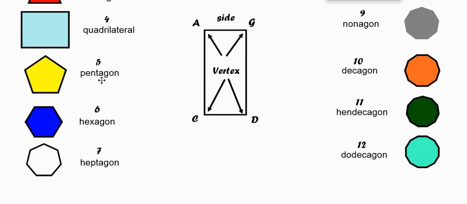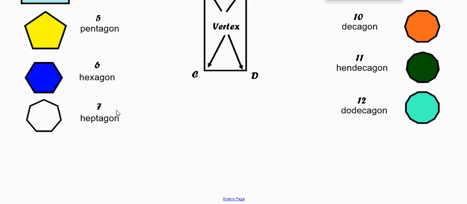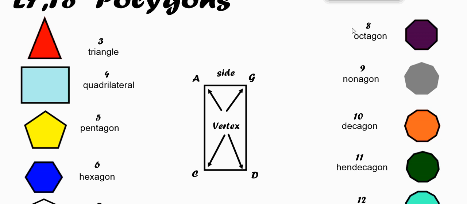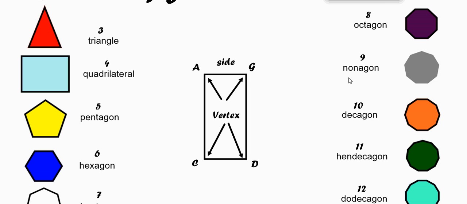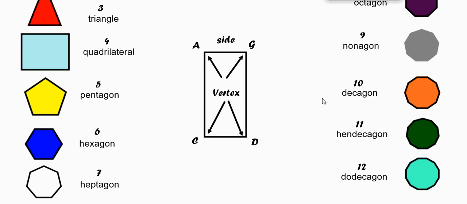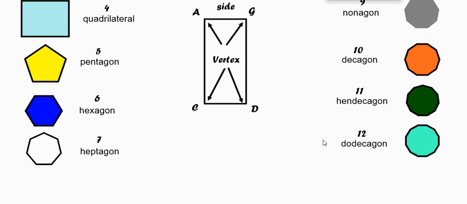Then, of course, our five-sided figure is a pentagon. Six-sided figure is a hexagon. Our seven-sided figure, not as common, is a heptagon. Moving over, we have our eight-sided figure, octagon, a little bit more familiar. Our nine-sided figure is a nonagon. A 10-sided figure is a decagon. An 11-sided figure is a hendecagon. And a 12-sided figure is a dodecagon.